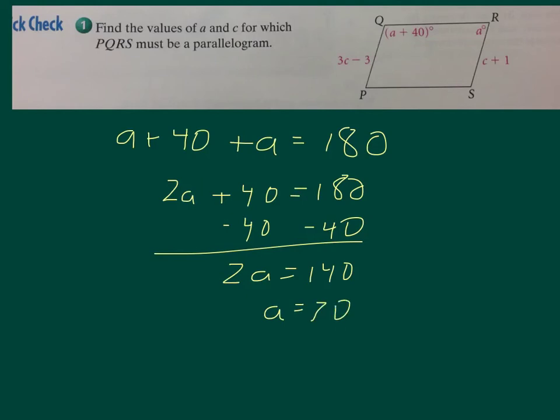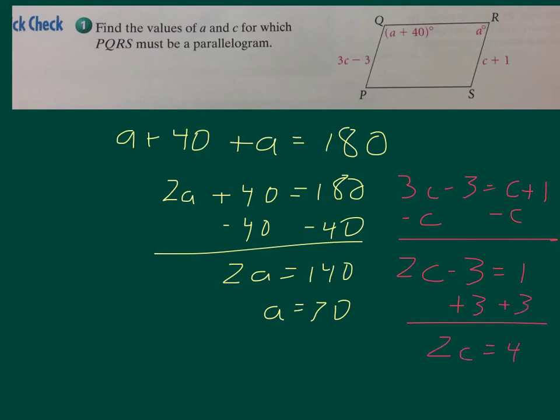To get c for this problem, you're going to set 3c minus 3 equal to c plus 1. Subtract the c from both sides. 2c minus 3 equals 1. Add 3 to both sides. 2c equals 4. So c has to equal 2. And there's our two answers.